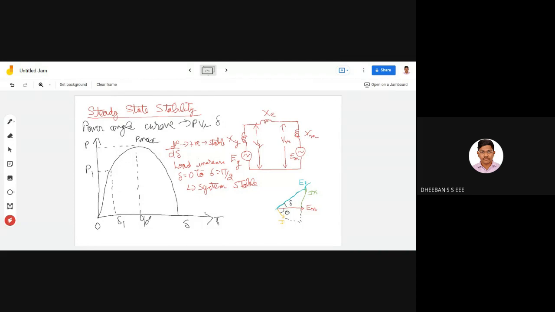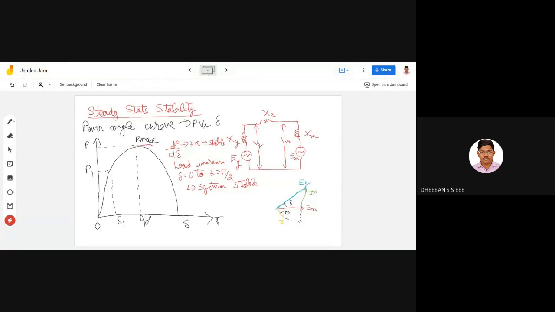Okay, so for the power angle curve, it is drawn across your power as well as your delta. The first thing is, if you are increasing the load from 0 to delta equal to pi by 2, this is possible when your load increases. When the load increases, your delta will also increase from 0 to pi by 2. When it reaches the value of pi by 2, you will get the maximum power delivery. At this point also the system will be stable.